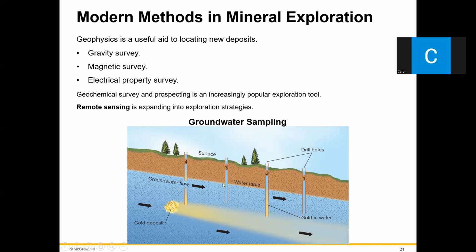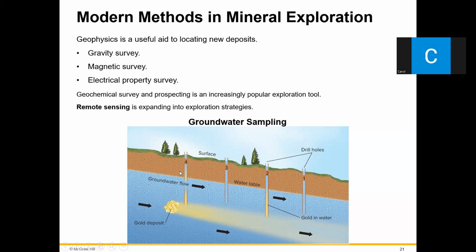Here's an example of groundwater sampling. This is a gold deposit down here, and groundwater is going to pick up little traces of it, and it's going to flow downstream. And so if we drill these wells, we can sample the water, and if we find little traces of gold, then we can trace that back to where the gold is.